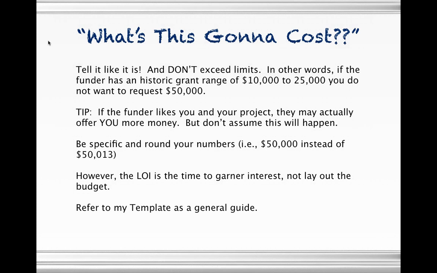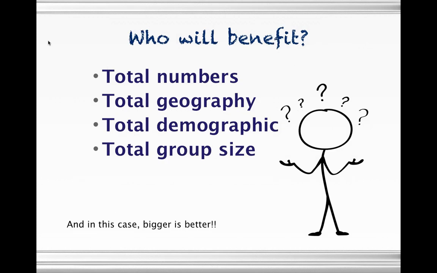Also, be very specific in round numbers. The example I use here on the screen is $50,000 versus $50,013, because this letter is not the place to be laying out the budget. That's down the road a couple of steps. Right now, what you're doing with this letter is you're just garnering interest. So you're showing that you've done your homework, that you know what their giving range is, that you know that they are a tight match to your mission, and you put all those things together, and now that's what's going into this letter. Now, who's going to benefit?